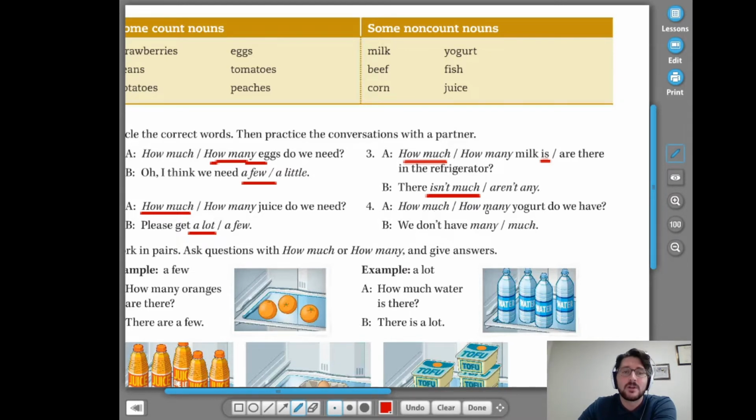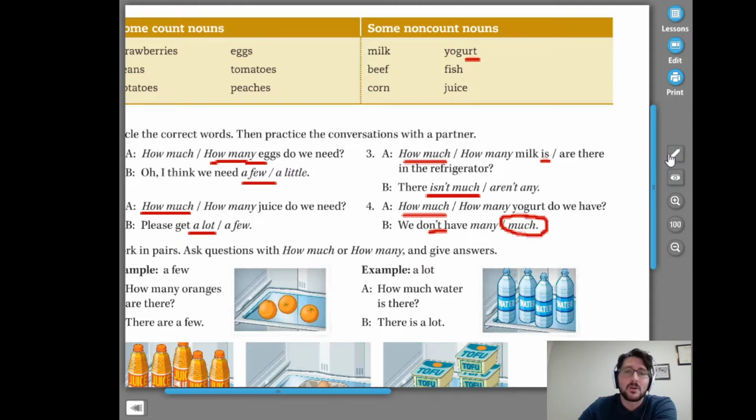4번은 number 4, letter A. How much or how many yogurt do we have? Yogurt is non-count. Yes, correct. How much yogurt do we have? 대답하면 oh, 이것도 this is also a negative sentence. We don't have much. Okay, so number 3 and 4 are a little bit special.